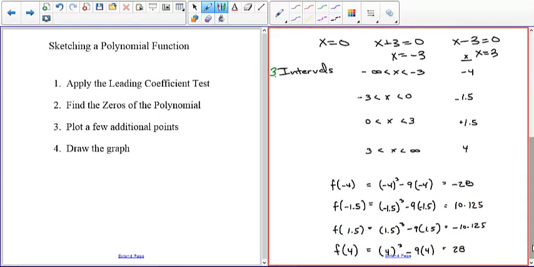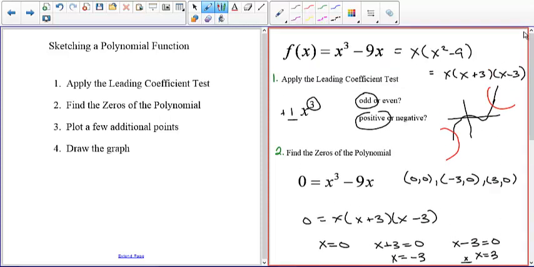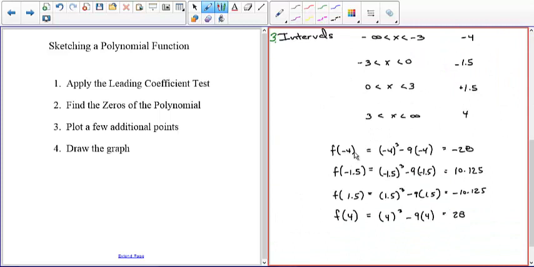So I just plug these numbers back into the original function to find the y value. You'll see f of negative 4 is negative 28, f of negative 1.5 is 10.125, f of 1.5 is negative 10.125, and f of 4 is 28. You can kind of see a symmetry there.